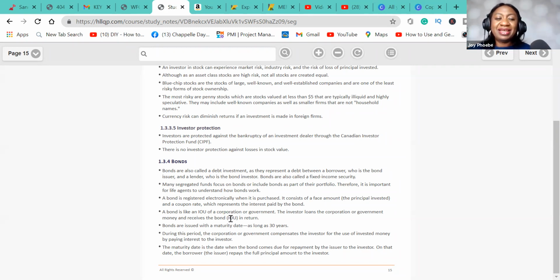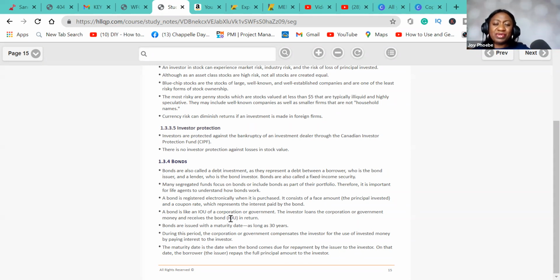And then the one borrowing money is the bond issuer, and the lender is the bond investor. The lender, that's you. The person parting with his or her money is the investor, is the lender. Okay. What am I saying? The bond issuer is the borrower, and the lender, who is the bond investor, is the lender.